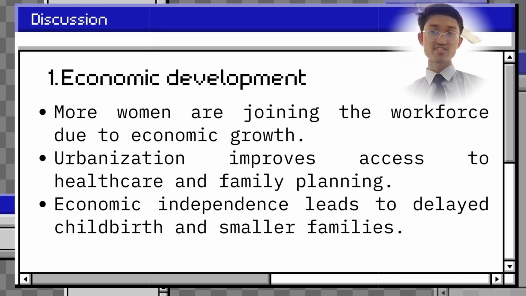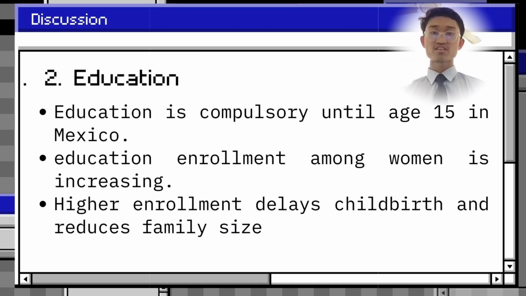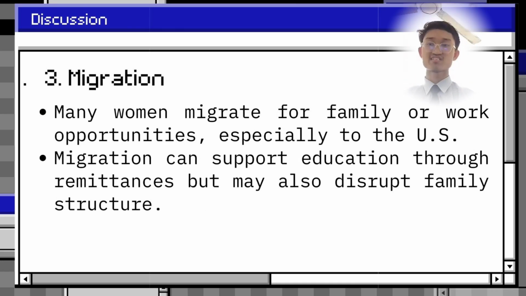This inaccuracy can be explained by several factors. The first one is economic development. For example, more women tend to join the workforce due to economic growth. The second factor is education. Education enrollment among women in Mexico is increasing. As a result, it delays childbirth and also reduces family size. Lastly, the third factor is migration. Many women migrate for family or work opportunities. Migration can support education through remittances, but it may also disrupt the family structures.